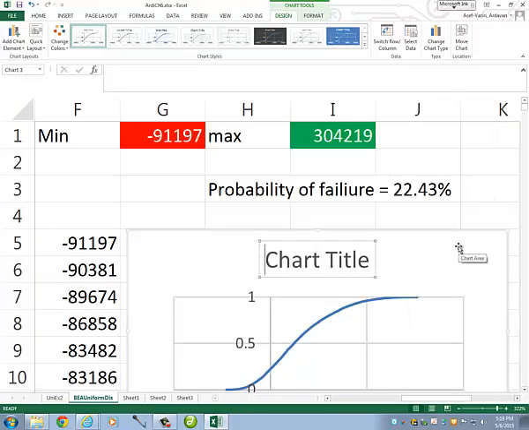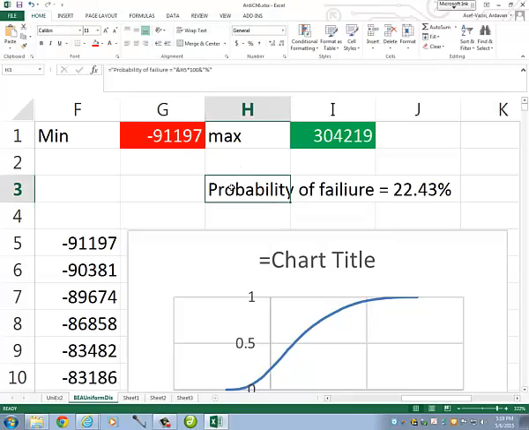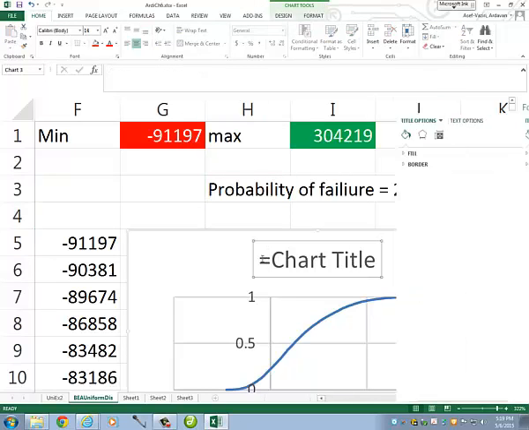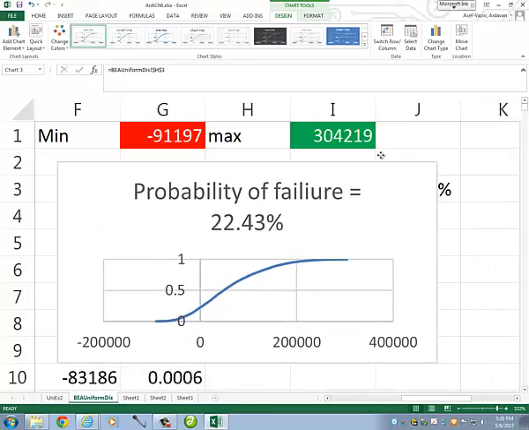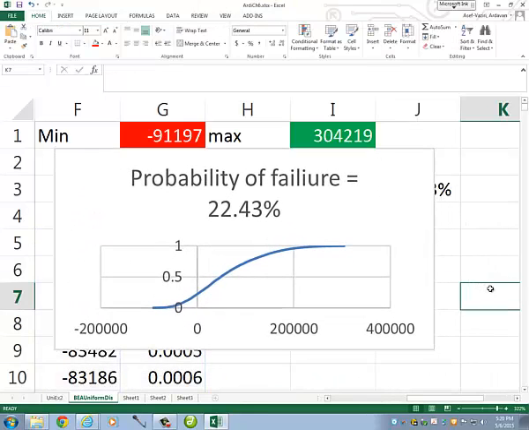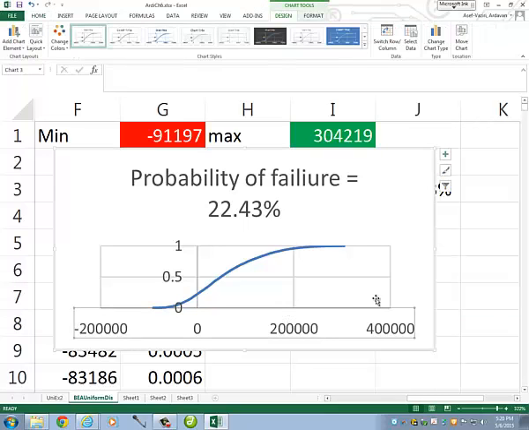So I will go here and I say equal to, click on this one, enter. Go here, equal to, and I click on this one, enter. So in this project, probability of failure is 22%, which is quite high. Right? You may play with this graph and make it nicer.